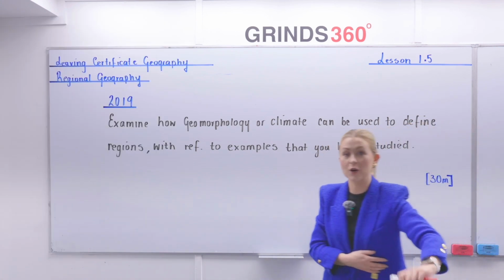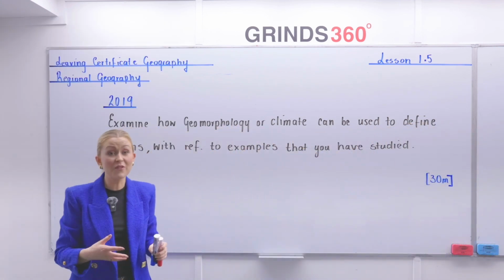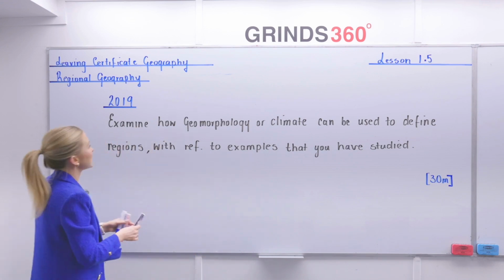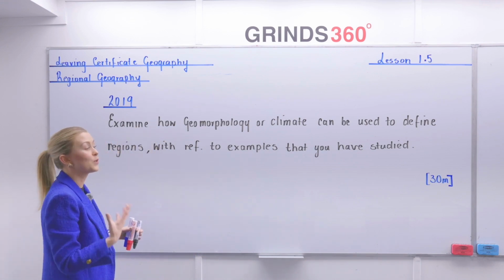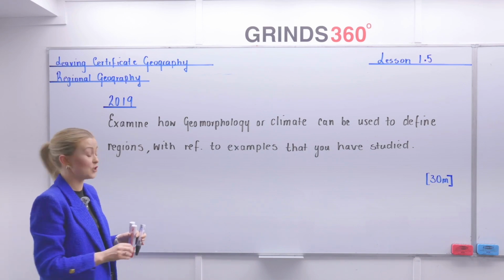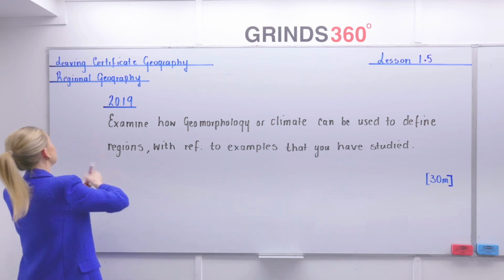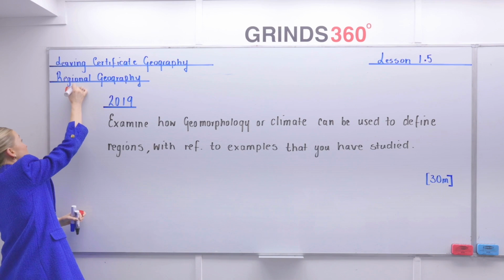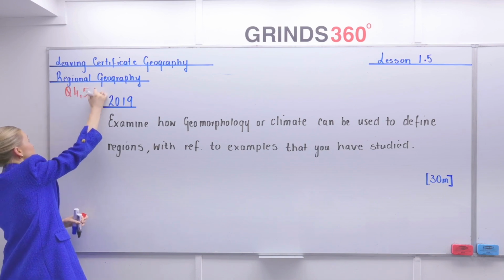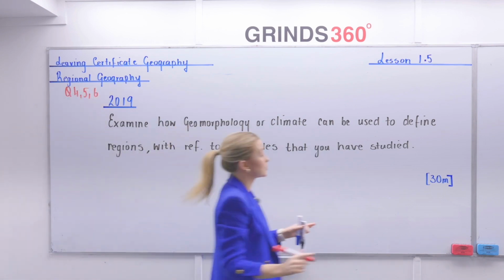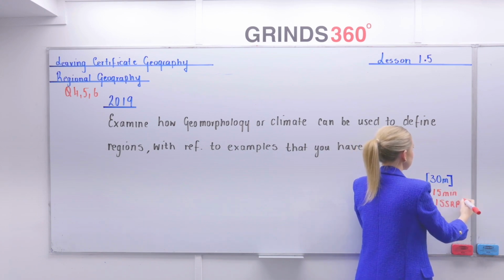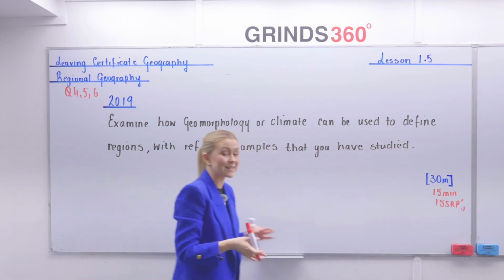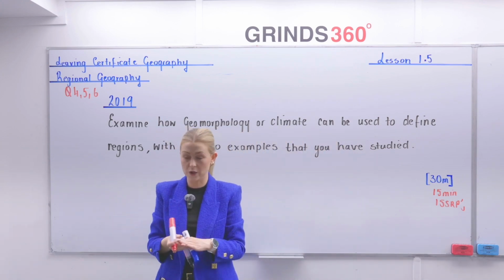With this question here, what we are looking at is what it asks us to do. It says: examine how geomorphology or climate can be used to define regions with reference to examples that you have studied. Obviously this is a regional geography question, which means it appears as part of questions number 4, 5 or 6 on my Leaving Cert exam. It's also worth 30 marks, which means 15 minutes of my time is allocated and 15 significant relevant points. Remember, we're only going to see a 30 marker as a part B or part C in the question.